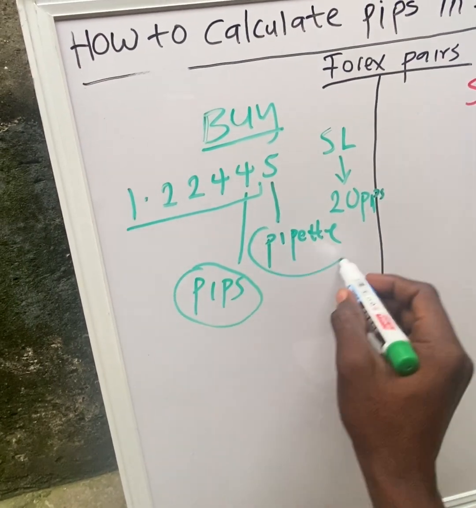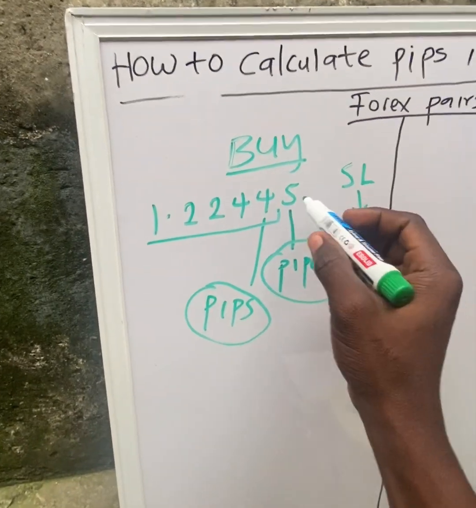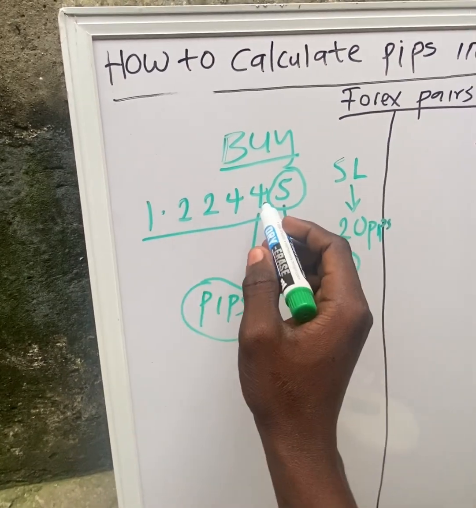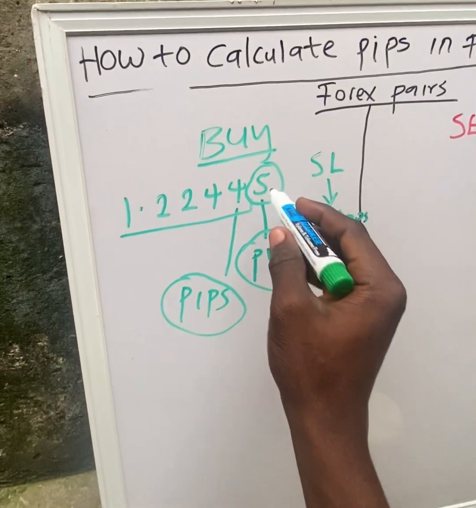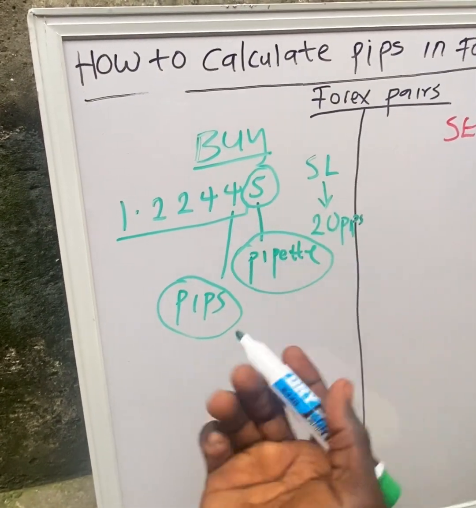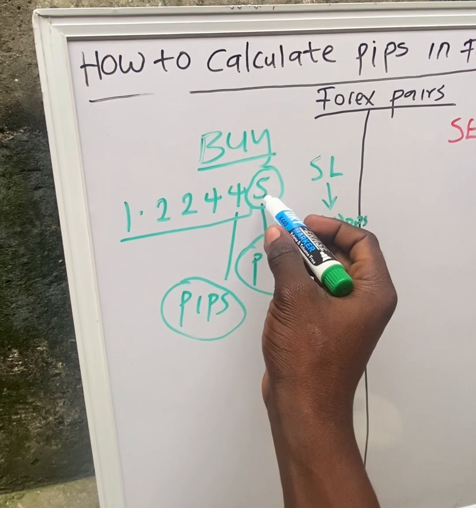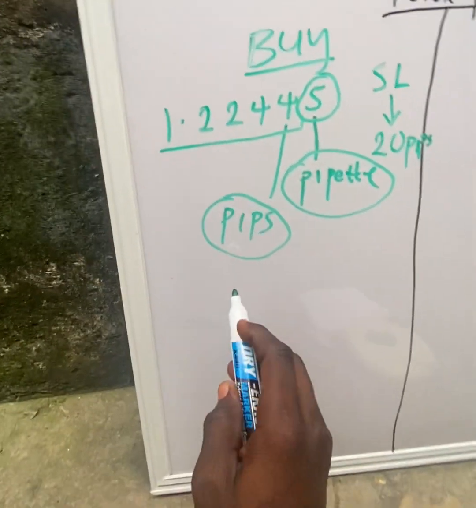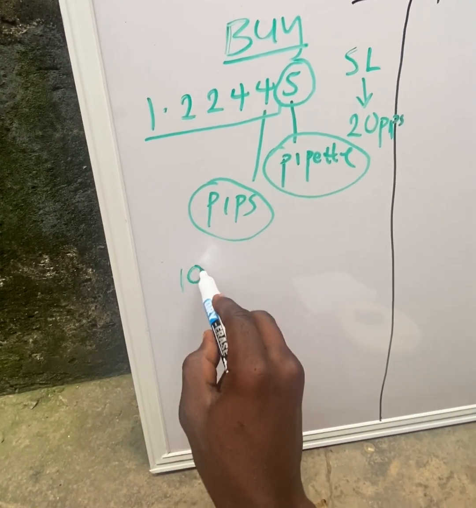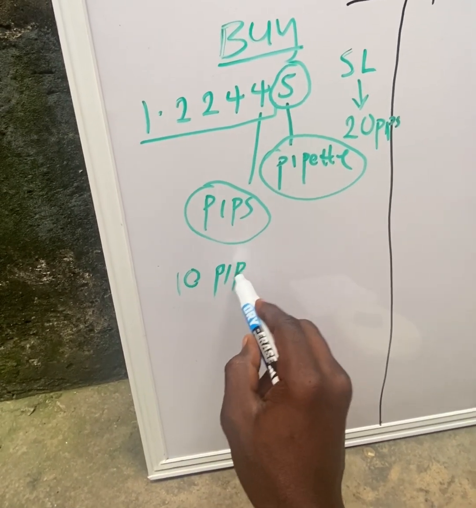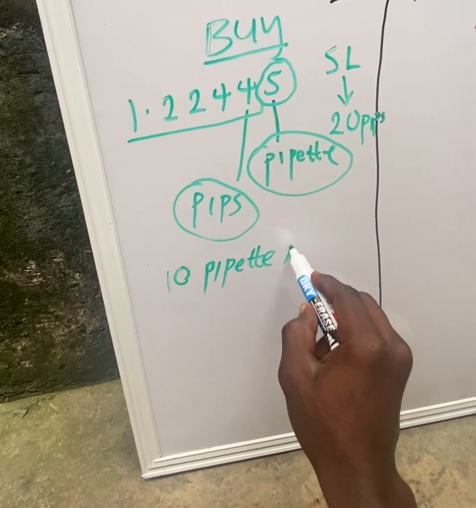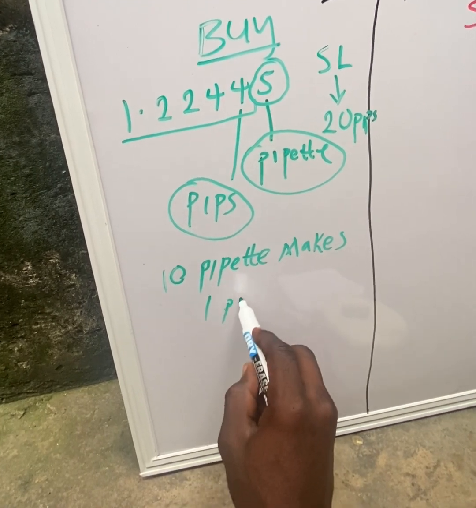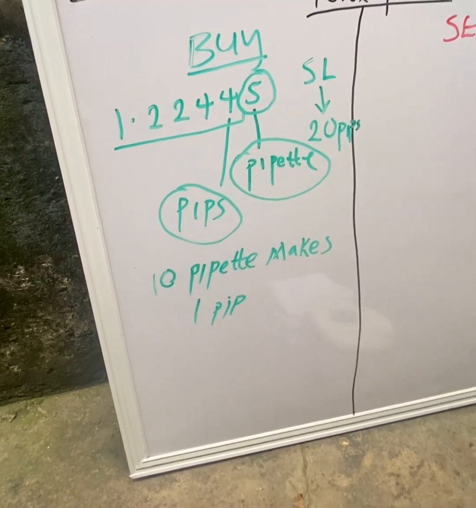There are two different things. This 5 is the pipette, then the pip starts counting from the 4, before the 5. Because this guy is like the seconds in time. So 10 of these pipettes makes 1 pip.